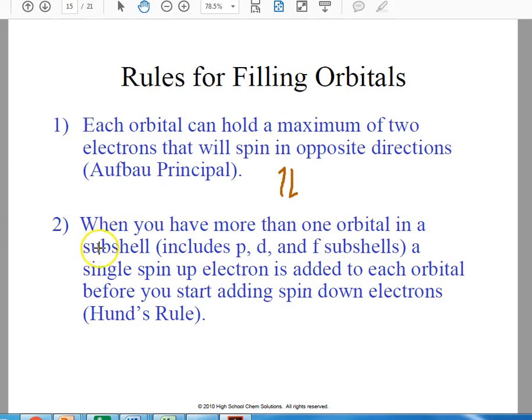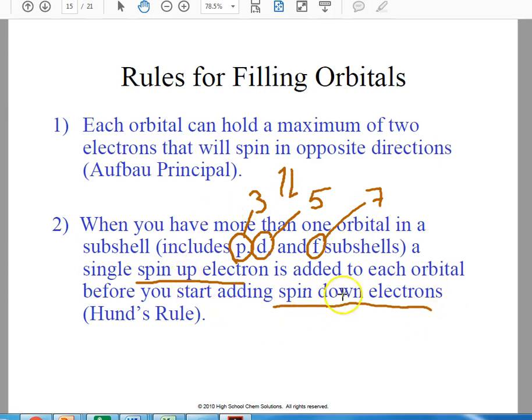If you have more than one orbital in a subshell, for example, P has 3 orbitals in its subshell. Remember in the pink room there were 3 bunk beds? Same idea. So in the P subshell there are 3 orbitals. In the D subshell there are 5 orbitals. And in the F subshell there are 7 orbitals. But if you have more than one orbital, like you do in these, you're going to put a single spin up electron in each orbital before you start adding spin down.